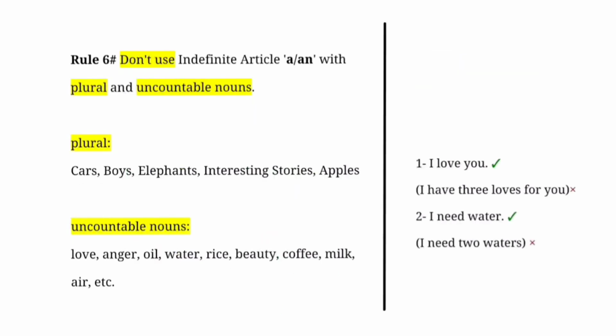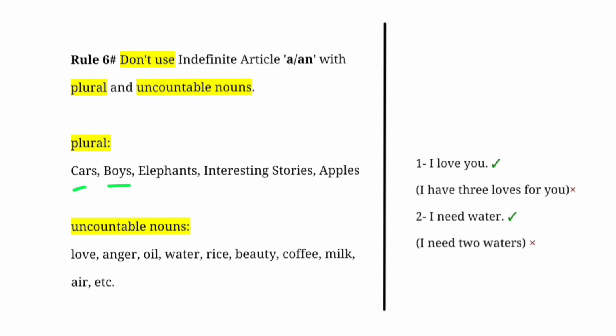We don't use indefinite article a and an with plural and uncountable nouns. Plural nouns are those which we can count in numbers, like 3 boys, 2 cars, and so on. As we have discussed earlier, a or an means 1. So there is no sense to place indefinite article before plural nouns. So if we say a cars or an interesting stories, in that case we will be wrong.